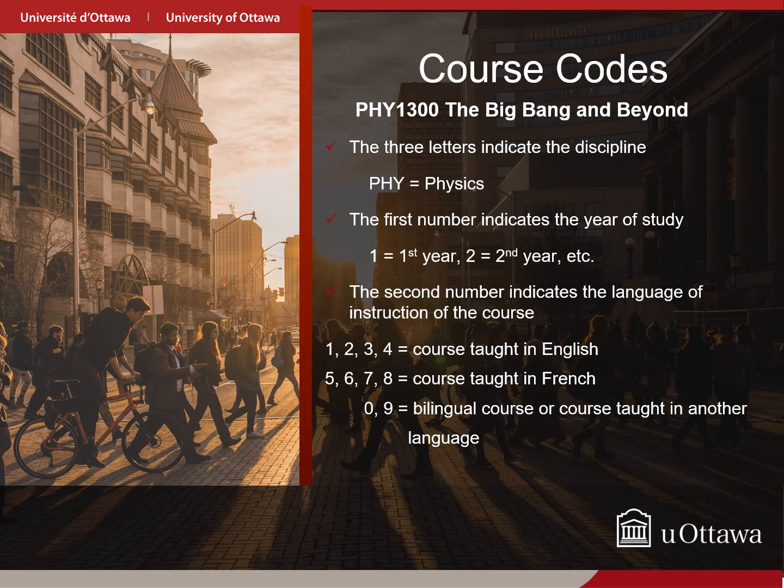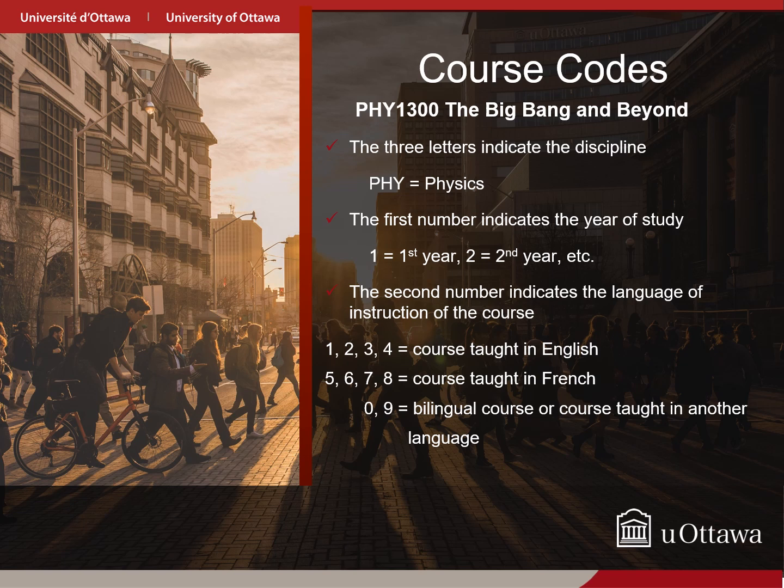The University of Ottawa uses the following course code system. You'll see 3 letters followed by 4 numbers, and while it looks a bit confusing, it's quite easy once you know what you're actually looking at. So the first 3 letters are the field of study. So here we have PHY, it's a physics course. The first number is the year of study, so we have PHY1, it's a first year physics course.